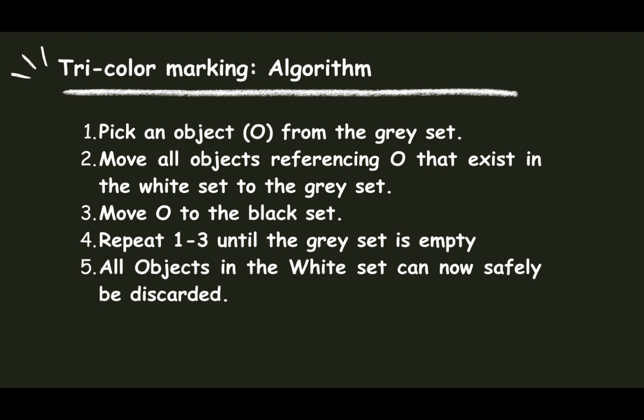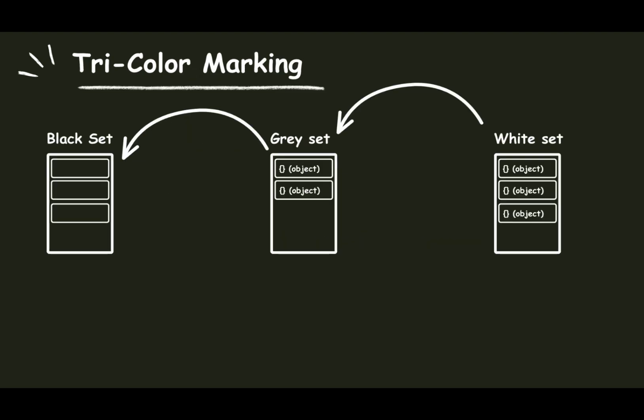Since all objects not immediately reachable from the root are added to the white set, and objects can only move from white to gray and from gray to black, the algorithm preserves an important invariant. No black object references any white object, and this ensures that the white objects can be freed once the gray set is empty. This is called the tricolor invariant.